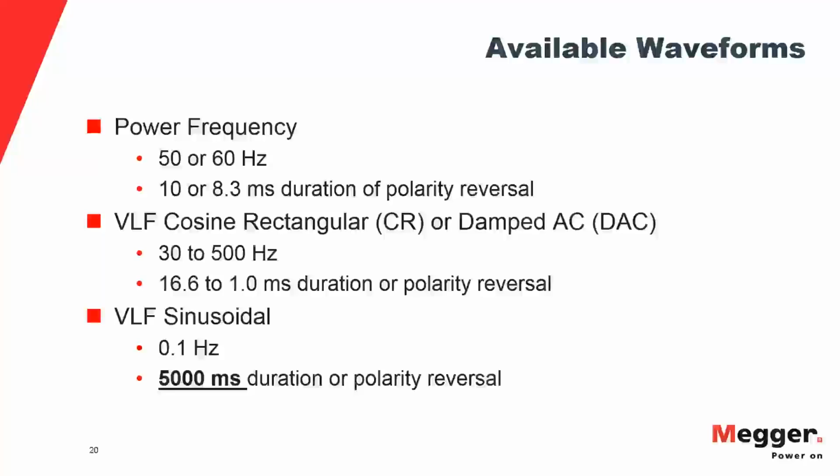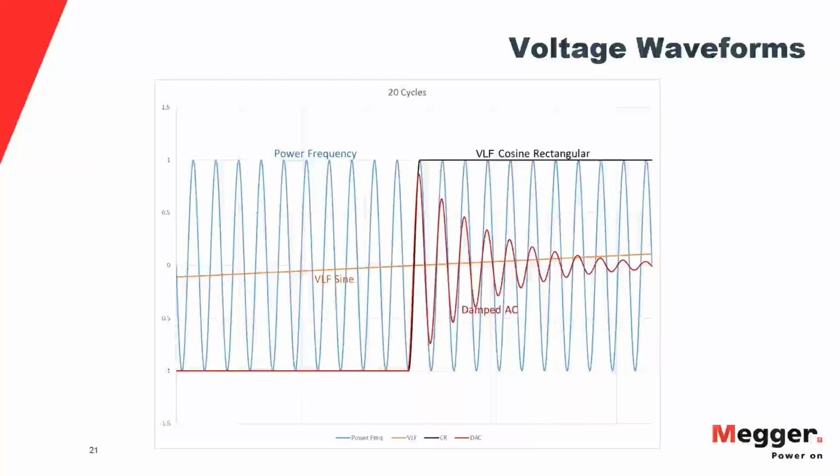So what effect does the voltage technology that we choose to use have on our PD results? To characterize the waves, power frequency at 50 or 60 hertz: at 50 hertz it has a 10 millisecond, and at 60 hertz it has an 8.3 millisecond duration of polarity reversal. That's the time it takes to go from a positive peak to a negative peak.